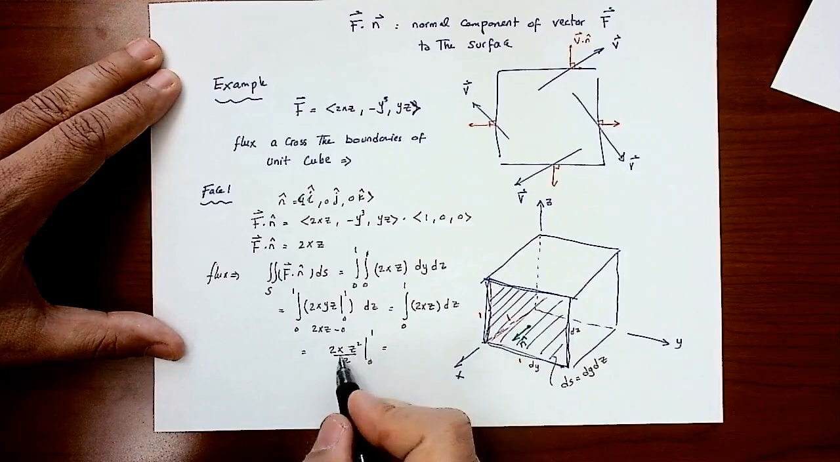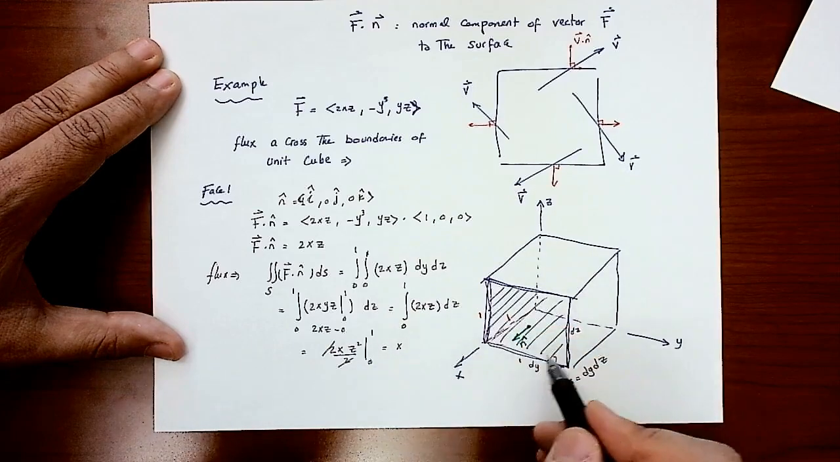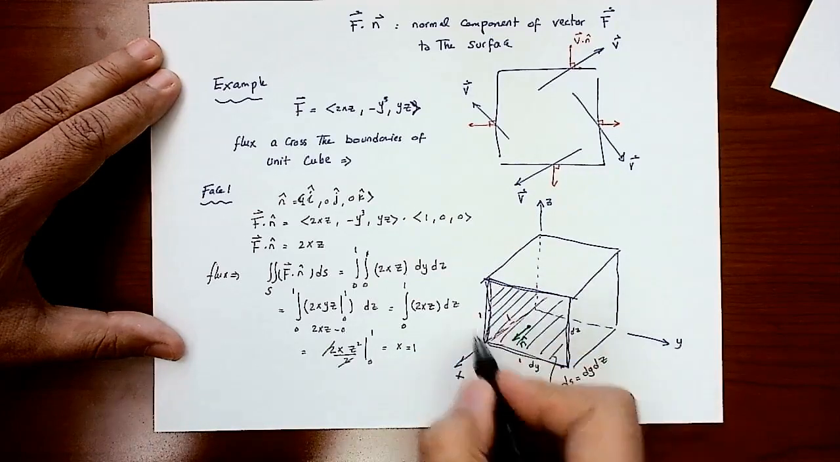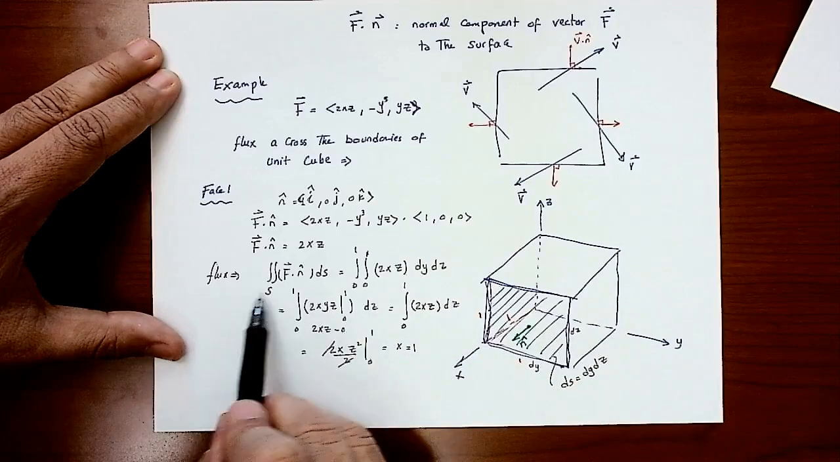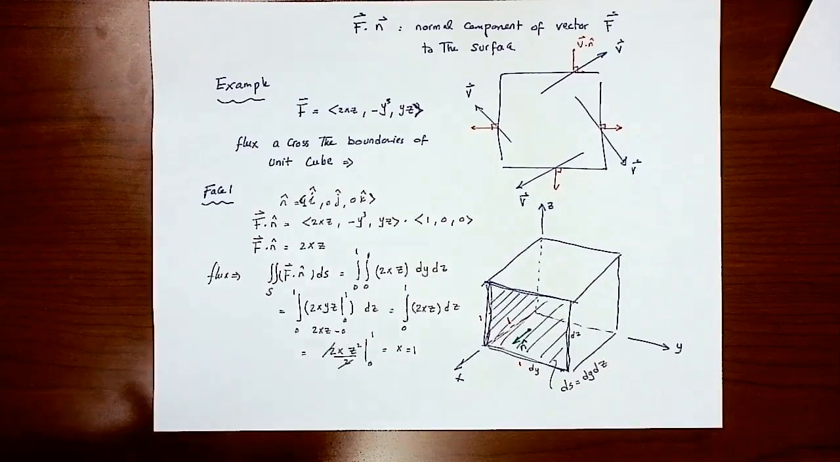If I put 1, the 2 will be canceled out. So it's going to be xz squared, which is 1 minus 0. So it's going to be x. And for that face, what is the x coordinate of that face? It is 1. x is equal to 1. That's the x coordinate of that face. So the flux from that face has a value of 1.